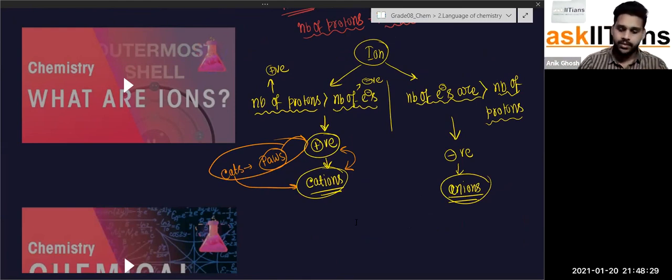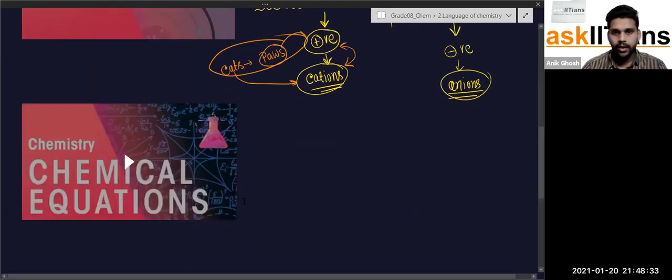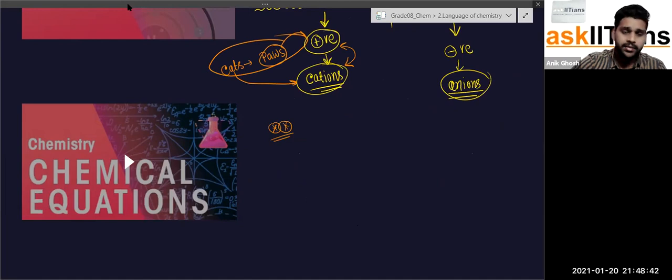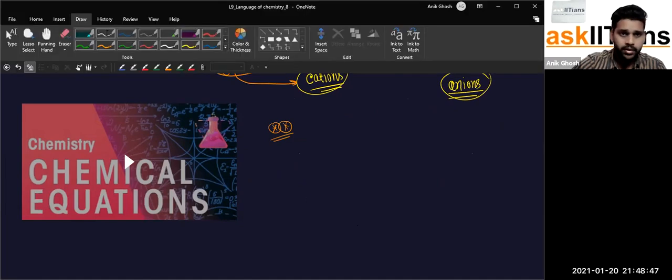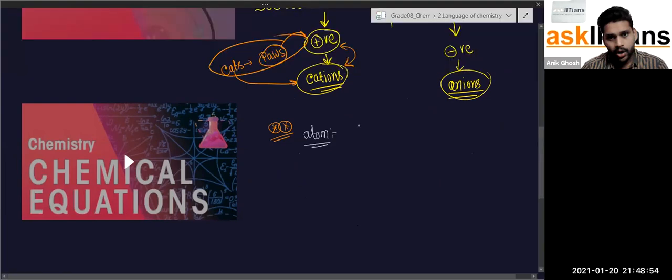Let's take some examples. Let's just consider that you have an atom. I'm just going to write it. Just give me a moment. You have an atom that has 6 protons and 6 electrons. Tell me the name of the atom. Pause this video and try to tell me the name of the atom.